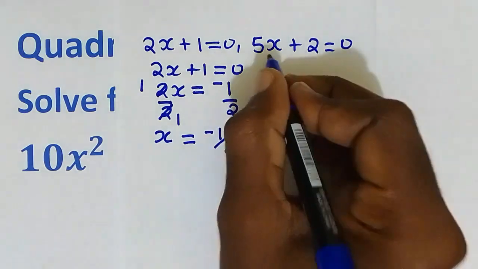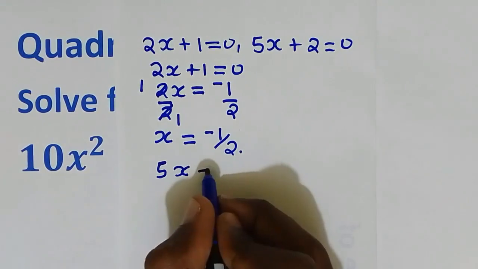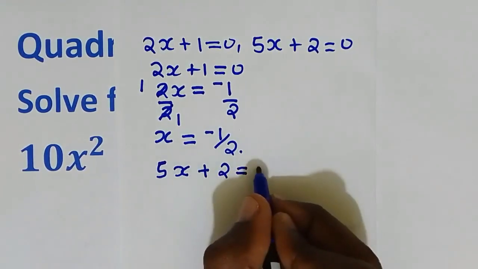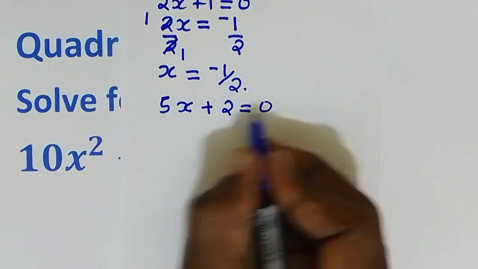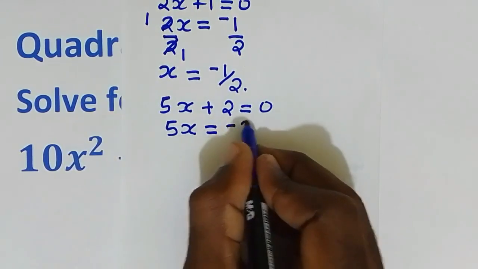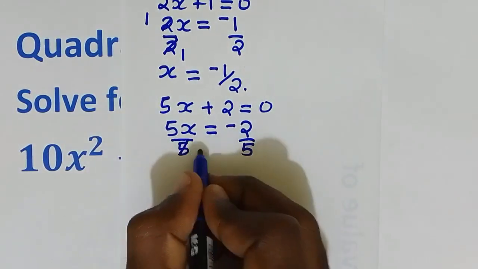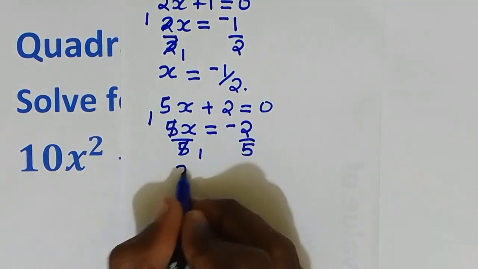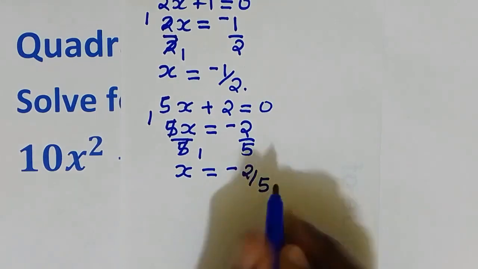Let us take the second equation. 5x plus 2 is equal to 0. Bring 2 to the right hand side. We have 5x is equal to minus 2. Divide by 5 on both sides. We get x is equal to minus 2 over 5.